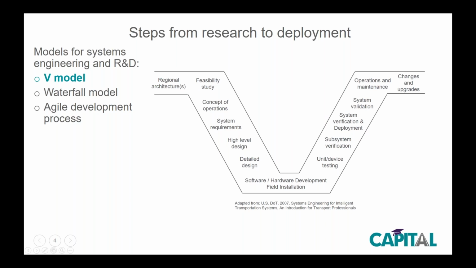In addition to the V model and the waterfall model, there is also the agile development process. In recent years, agile development methods have become more popular. And unlike the V model and waterfall models that put quite a lot of emphasis on documenting the subsystems and their requirements, the agile development methods put less emphasis on documentation.